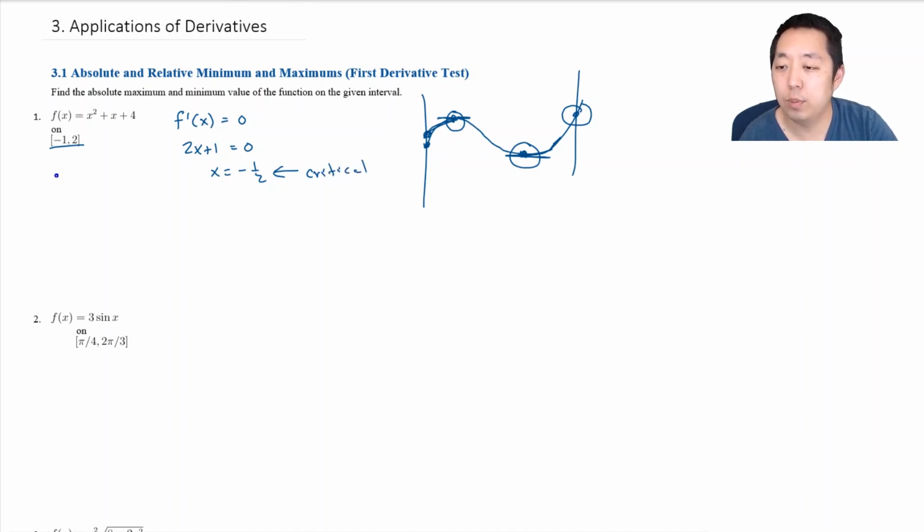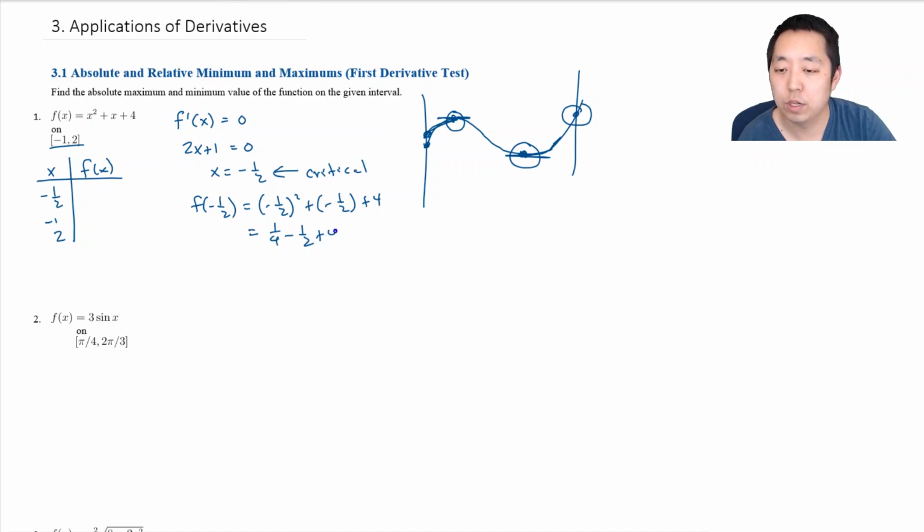Then I also want to check the endpoints. So I create a table here, x and f of x. This is negative 1/2. My other candidates are negative 1 and 2. And then I just evaluate f of negative 1/2. That's going to be negative 1/2 squared plus negative 1/2 plus 4. So that's 1/4 minus 1/2 plus 4. What's that? Minus 1/4, so that's 3 3/4, right? When I plug in negative 1, it's going to be 1 minus 1 is 0, plus 4 is 4, and then for 2, it's 4 plus 2 is 6, and 6 plus 4 is 10.